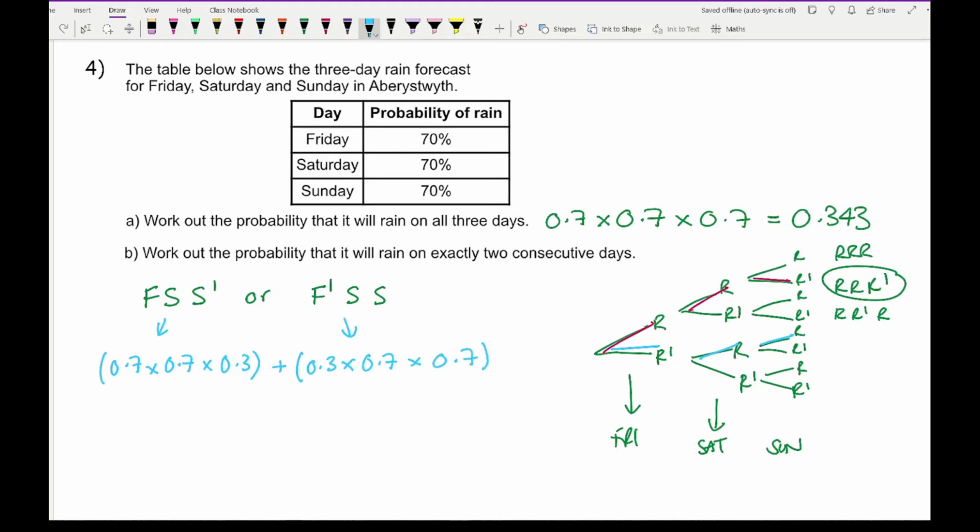So then from this, if I then just type that all into my calculator, so 0.7 times 0.7 times 0.3 gives me an answer of 147 over 1,000, or 0.147. And that's going to be exactly the same for the other path. And if I then add those 2 numbers up, I get an answer of 0.294.